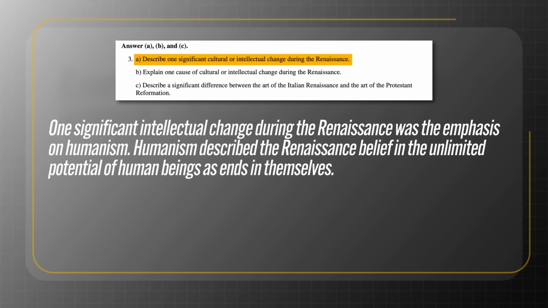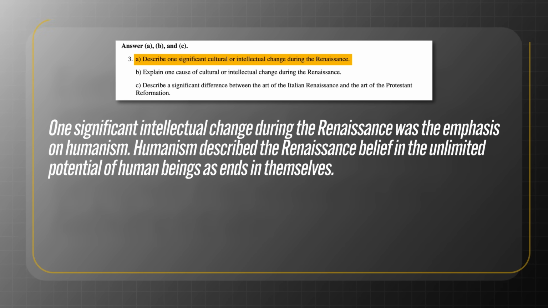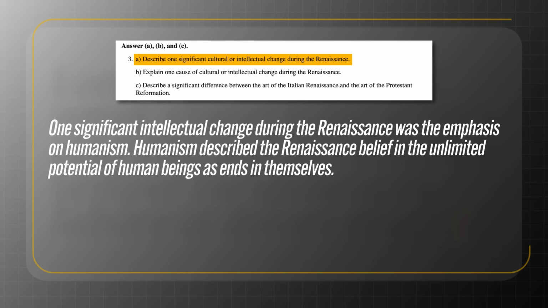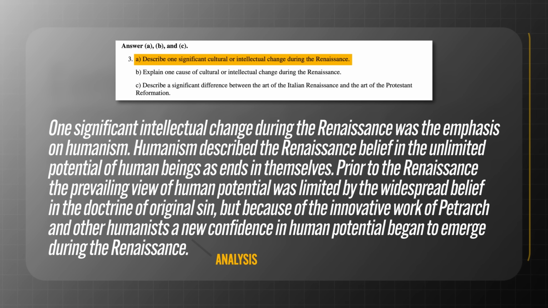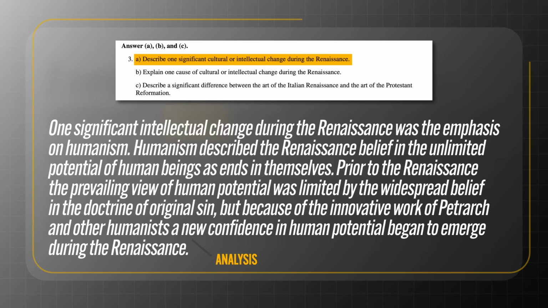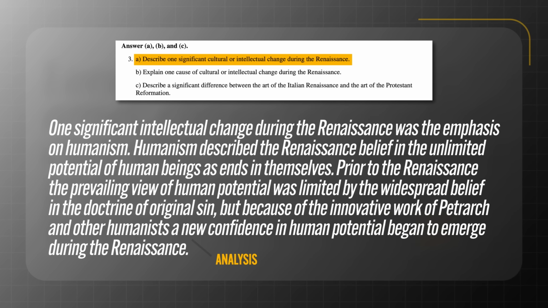Now, if you did those two things, you're probably feeling pretty good about yourself, but you need to go one step further and then analyze that evidence. And that means you need to show how your evidence proves your topic sentence. Now look carefully, I'm talking about an intellectual change during the Renaissance, and I've said that it's humanism, and then I've defined it. So I've named the change, but I haven't shown how the change occurred, and that is essential. So my third sentence will go like this. Prior to the Renaissance, the prevailing view of human potential was limited by the widespread belief of the doctrine of original sin. But because of the innovative work of Petrarch and other humanists, a new confidence in human potential began to emerge during the Renaissance. And those three sentences will get you a point.